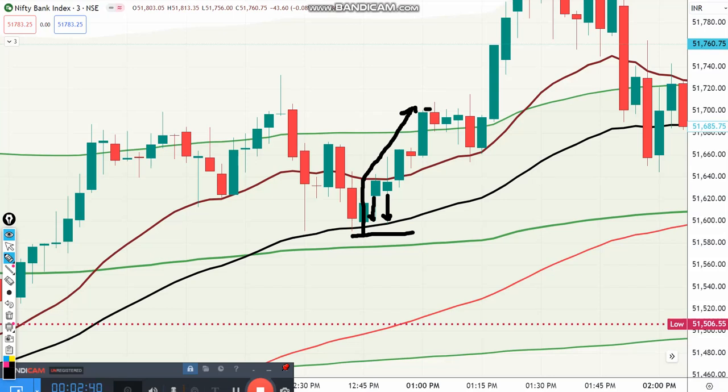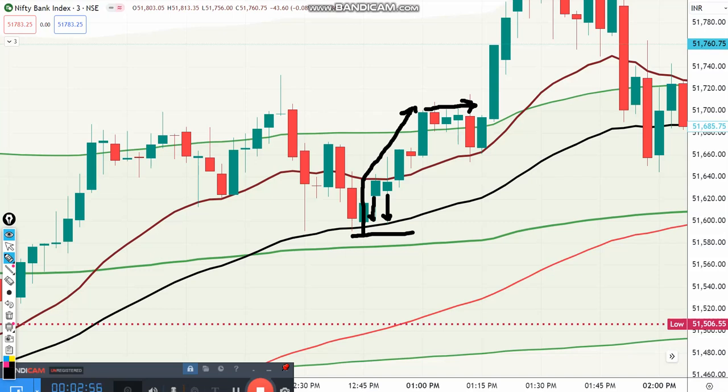And then the market started moving sideways. The market went sideways after this point. So you can see that after this entry above the VWAP band, there were no two candles.